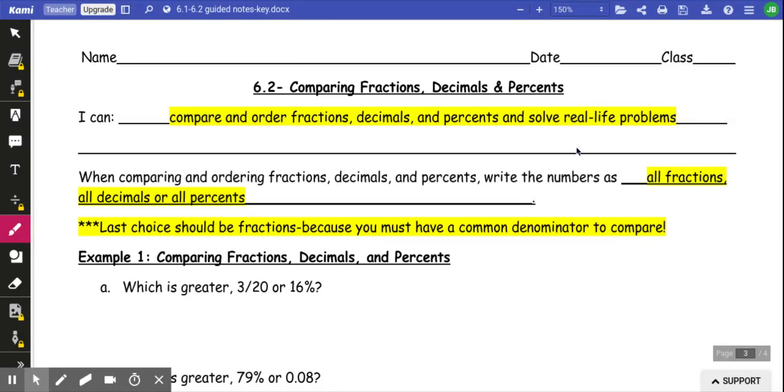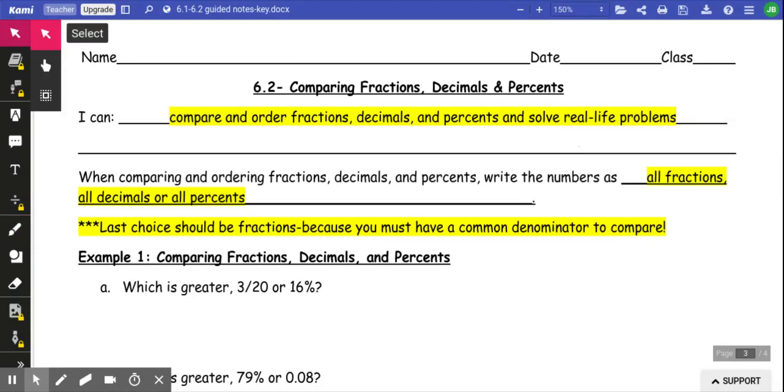When comparing and ordering fractions, decimals, and percents, it's important to write the numbers as all fractions, all decimals, or all percents. Put a little note down here. It really should be the last choice to use fractions because in order to compare them, they must have a common denominator. So I highly suggest using that as your last option. I would use the decimals or percents over using fractions.